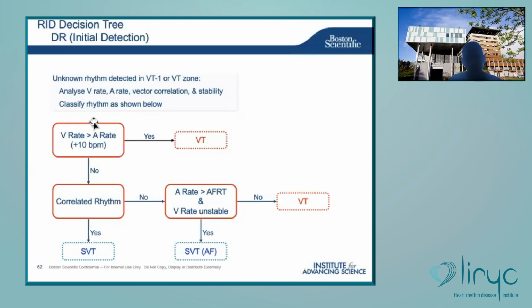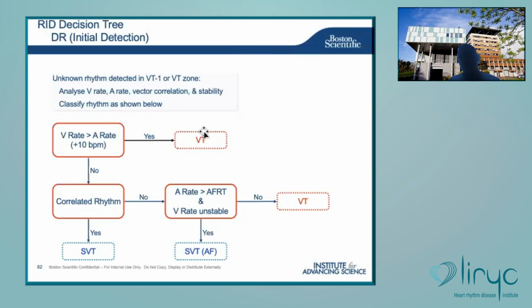The first step is: is the ventricular rate faster than the atrial rate? So at the end of the duration, you will analyze the last 10 ventricular cycles and the last 10 atrial cycles, and you will compare them. And if the ventricular rate is faster by at least 10 beats per minute compared to the atrial rate, then it's going to be a VT. So this one is analyzed first. If it is true, there's no more analysis, it will be treated as a VT.